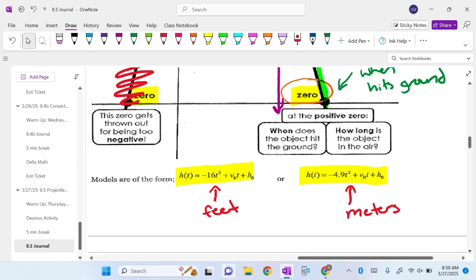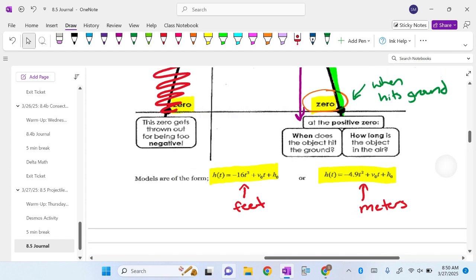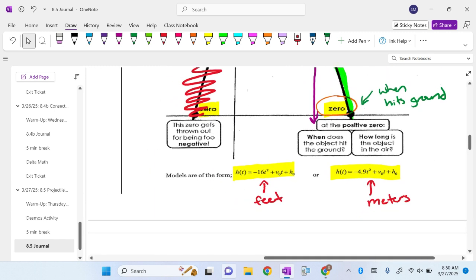And again, they almost always give you the function, but sometimes they're like, hey, if I have a velocity of this and an initial height of this, write the equation. And it's really, really easy because we'll explain that in just a second. So just know that if you see a negative 16t squared, that means it's in feet. If you see a negative 4.9t squared, that means your height's in meters.